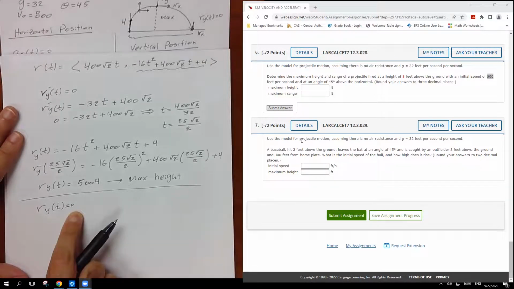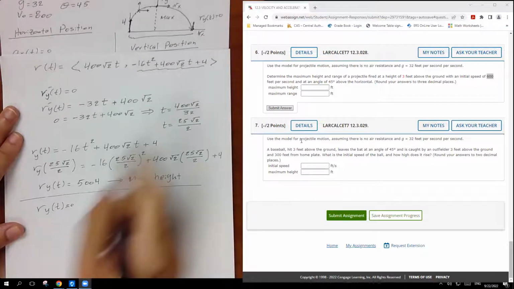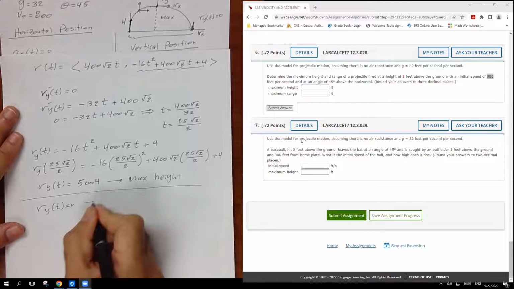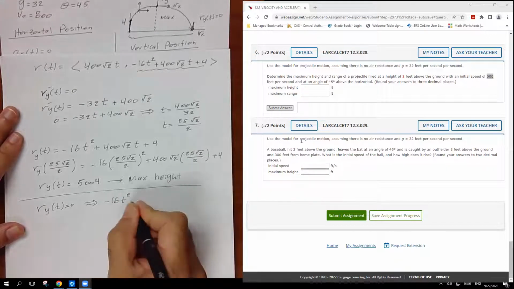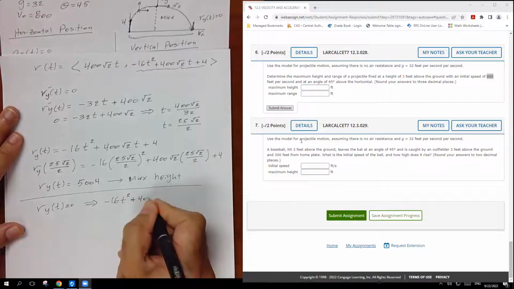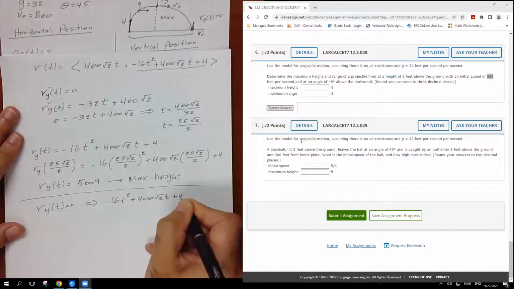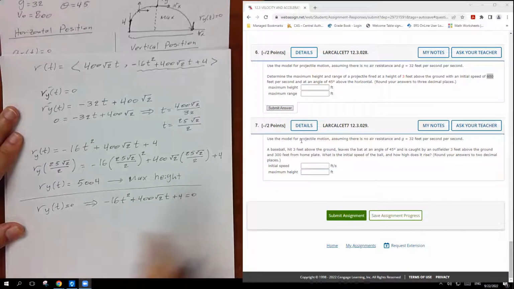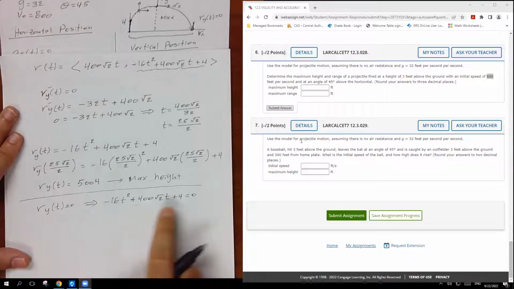So I have R sub y here. That means negative 16t squared plus 400 square root of 2 t plus 4 is going to be 0. This is a quadratic equation. I can use the quadratic formula to find t.